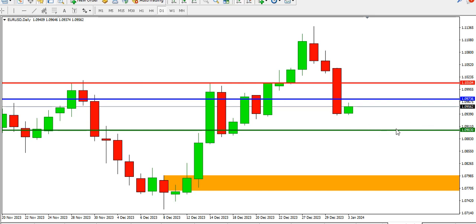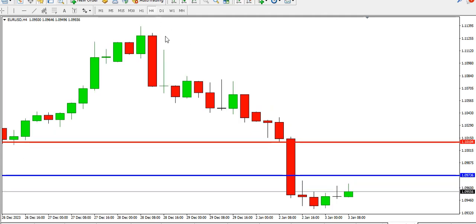The nearest support is at 1.09030, the Fibonacci pivot support level. On the 4-hour time frame, we can see this down leg. All right, and we have a break of this structure around here. So price might retrace to this support, and it might act as resistance before price drops.